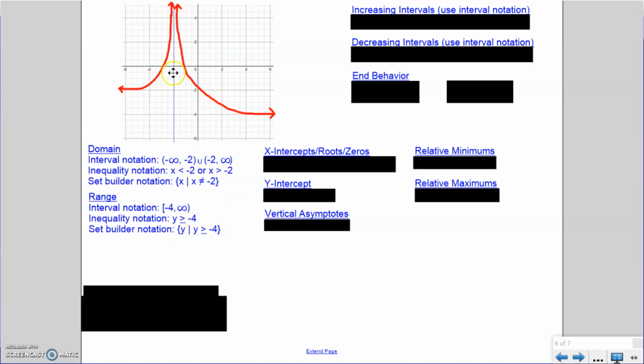X-intercept, there's two of them. Now I didn't mark it, so I actually wrote approximately -2.75, 0, and then -1.25, 0. The y-intercept is right here, approximately 0, -1.25. Vertical asymptotes. This is a line here. Remember, it's a vertical line. This is x equals. So this is x equals -2. Relative minimums, there's none. Relative maximum, there's none.